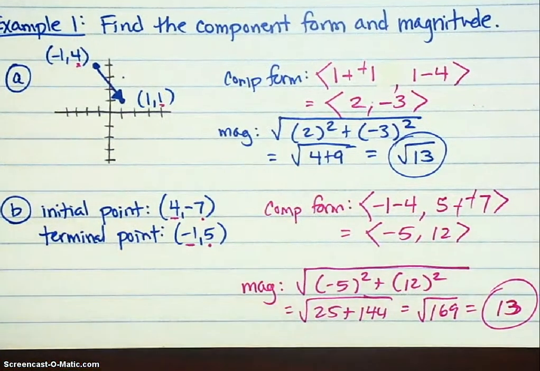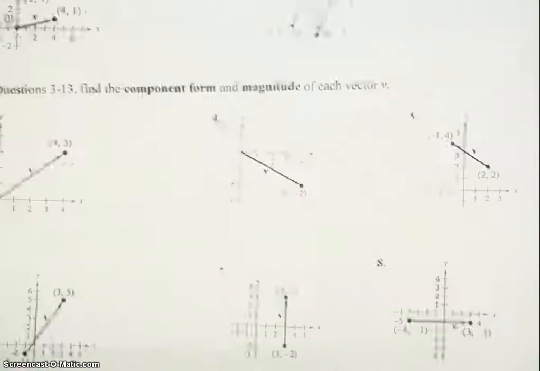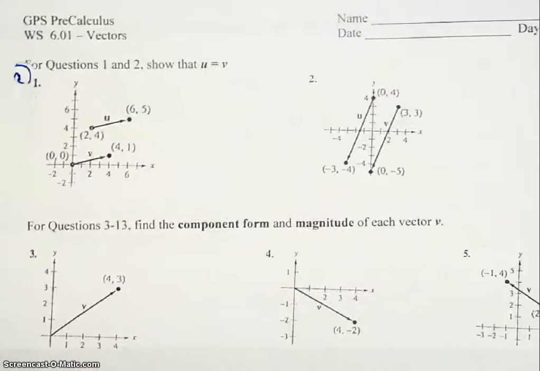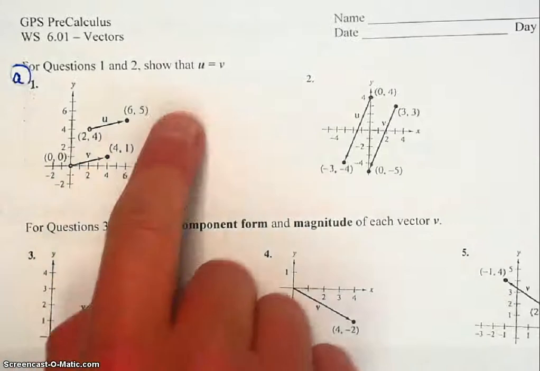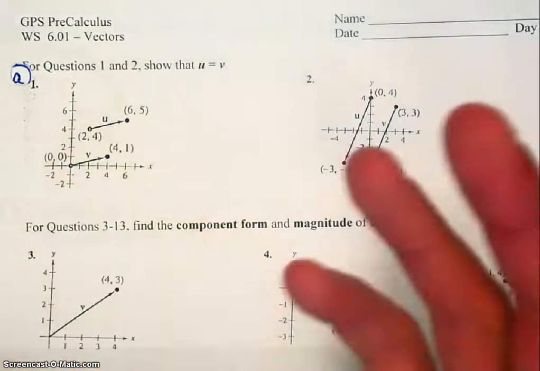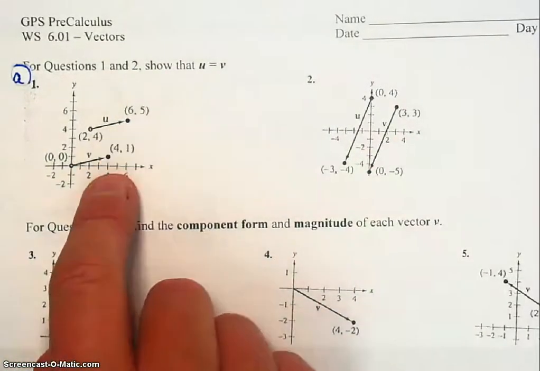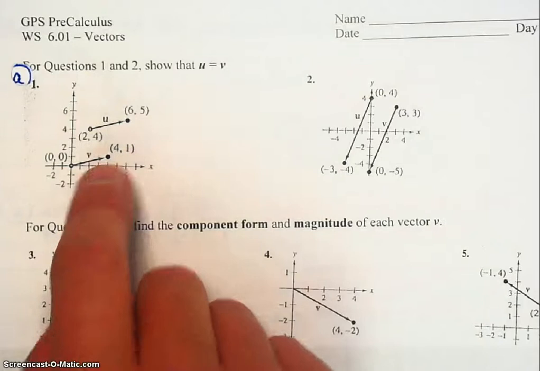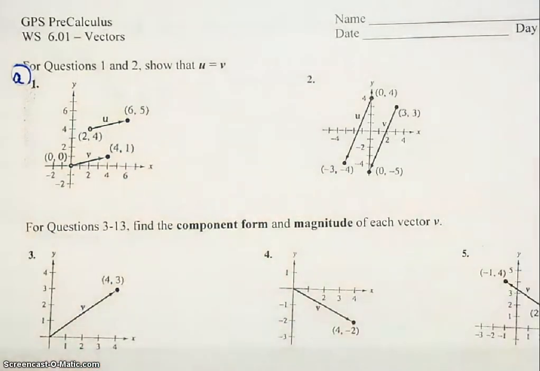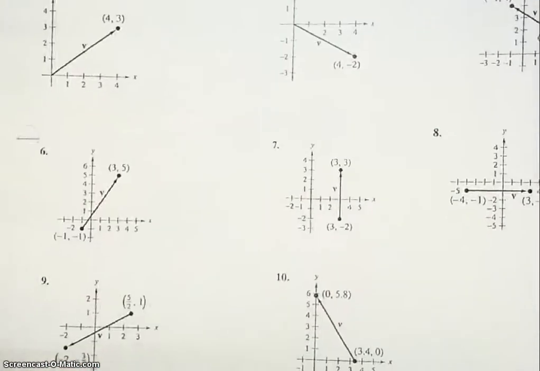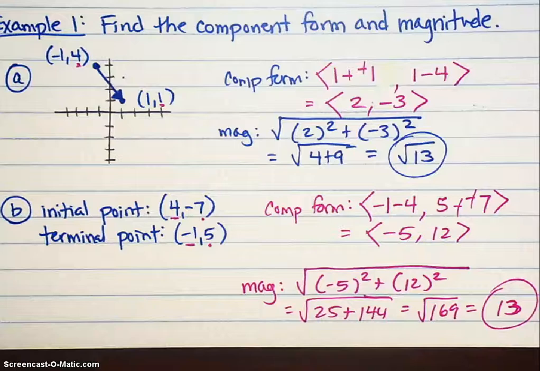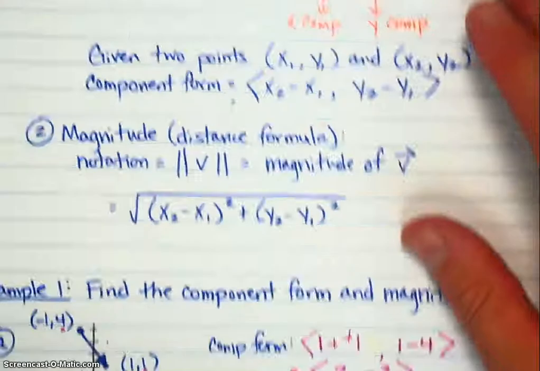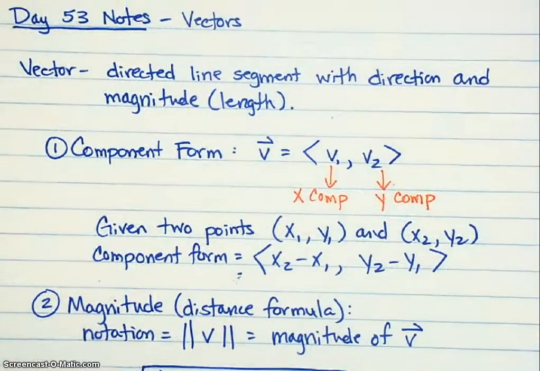So now you can do the front of the worksheet here. And the top part of the worksheet, I didn't do examples like these. It just wants you to show that these two are equal, and you can do that one of two ways. You can either find the component form of each, or you can find the magnitude of each and just show that they're the same. And then for the rest of the sheet, you're just doing exactly what we did in the examples.